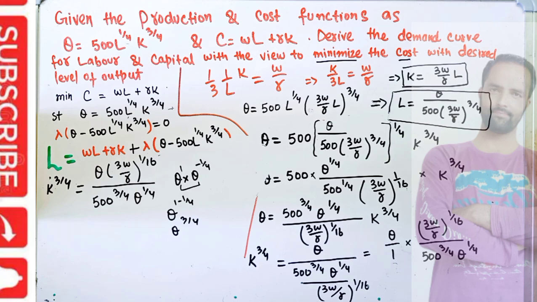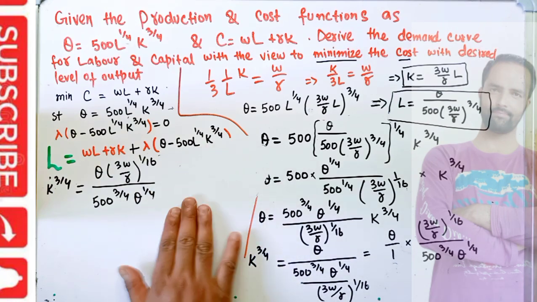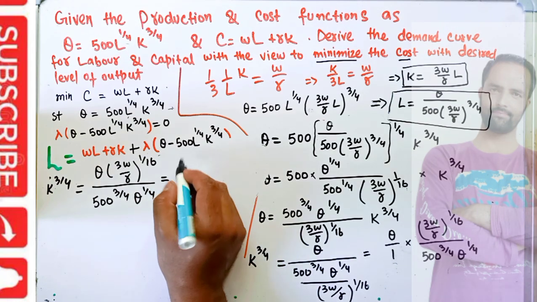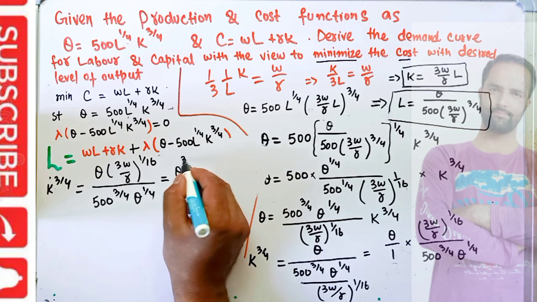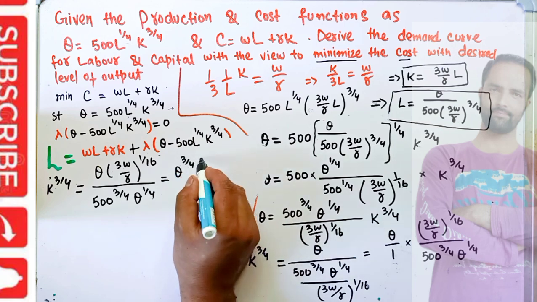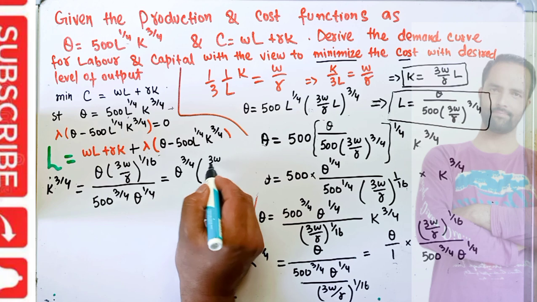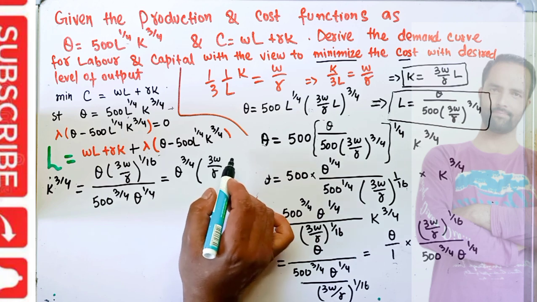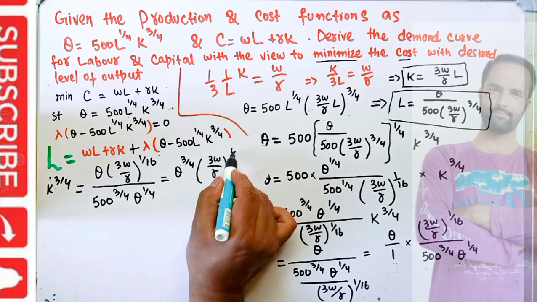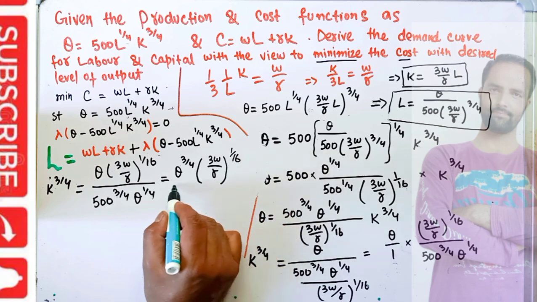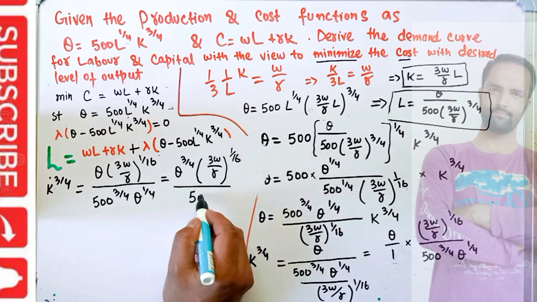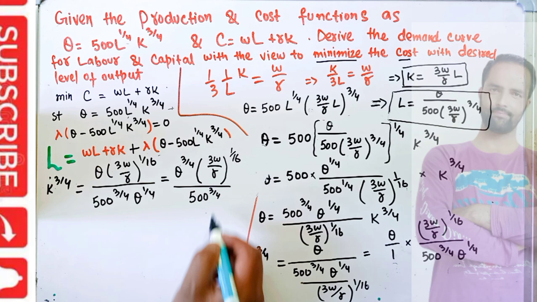Let me wrap this up here now. So I got here q to the power 3 upon 4. Then we have (3w upon r) raised to the power 1 upon 16, divided by 500 raised to the power 3 upon 4.